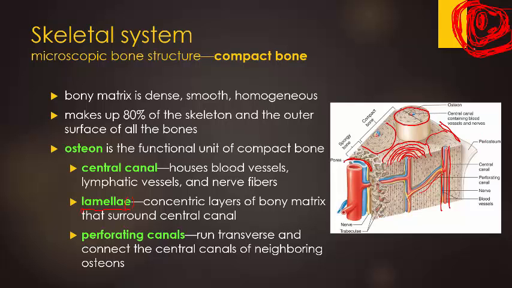And it's at the intersection of one layer and the next that we find the lacunae with the osteocyte living inside. And then the central canals can be connected to each other by transverse perforating canals. So this is the perforating canal here, and it connects the central canal of this osteon to the central canal of this osteon.